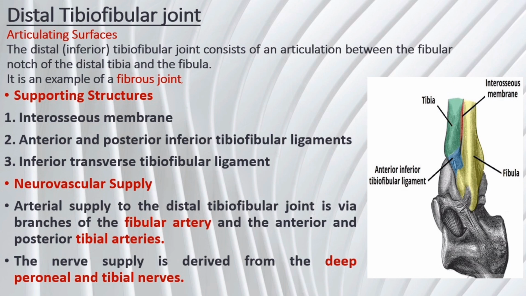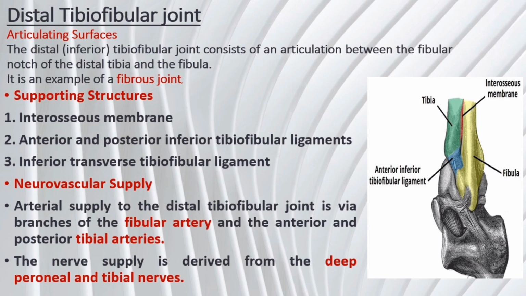Supporting structures. The distal tibiofibular joint is supported by the interosseous membrane, a fibrous structure spanning the length of the tibia and fibula. Anterior and posterior inferior tibiofibular ligaments. Inferior transverse tibiofibular ligament, a continuation of the posterior inferior tibiofibular ligament. As it is a fibrous joint, the distal tibiofibular joint does not have a joint capsule; only synovial joints have a joint capsule.